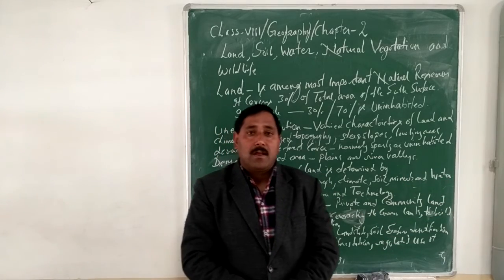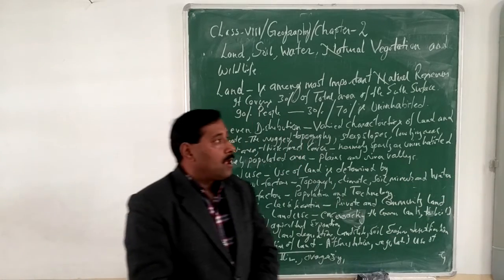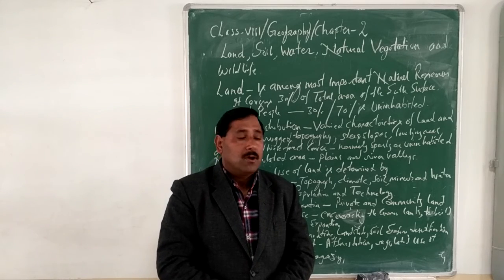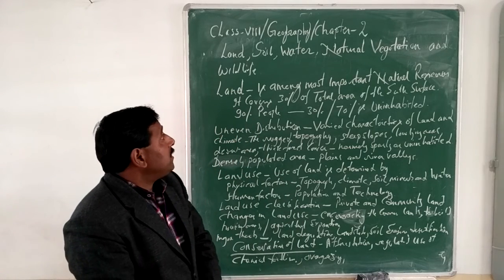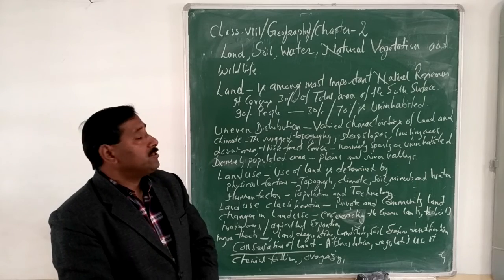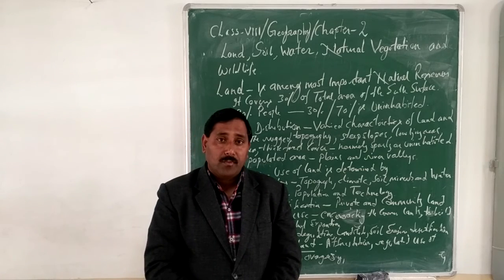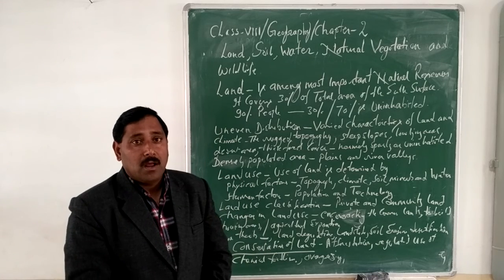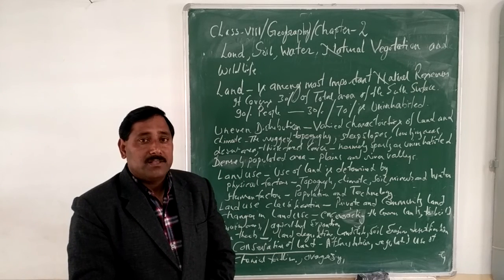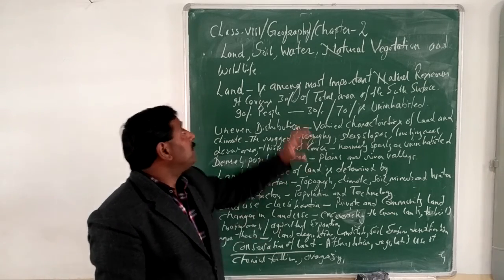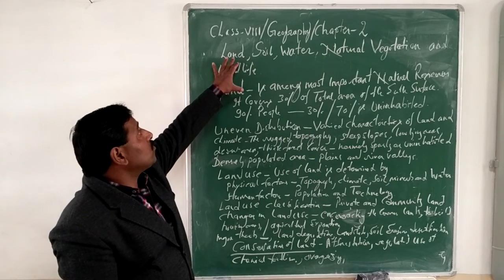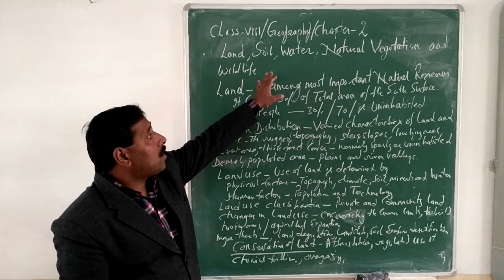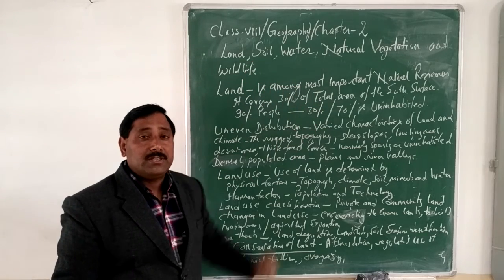Hi friends, welcome to Class 8 Geography, Chapter 2, Land, Soil, Water, Natural Vegetation and Wildlife. In this chapter, we will discuss separately the different resources like land, soil, water, natural vegetation and wildlife.